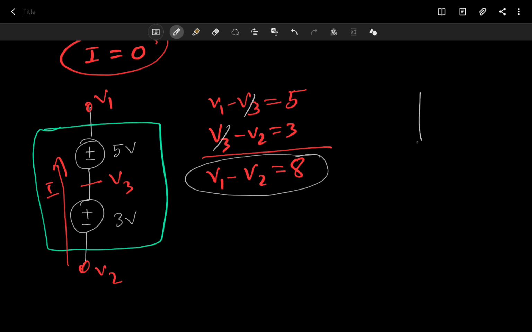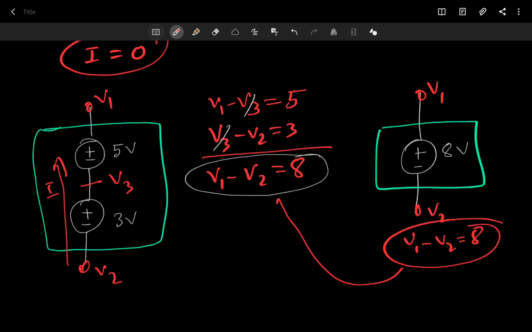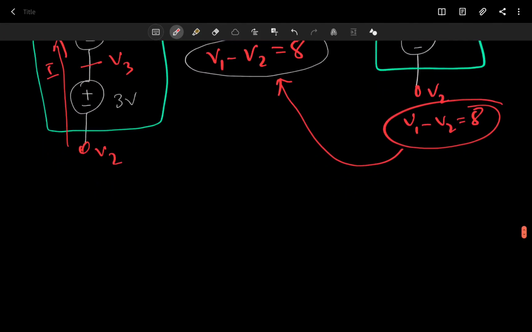So if we find another circuit that has exactly this equation, then they are equivalent. And you can probably say which circuit this is. If you have just an 8 volt voltage source, outside the box you will have V1 and V2, and the equation for the terminal voltages will be V1 minus V2 equals 8. So the equations are exactly the same, so they are equivalent. Just like resistances, voltage sources in series simply add up.